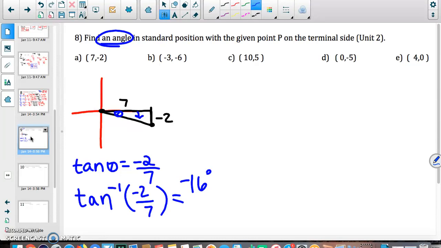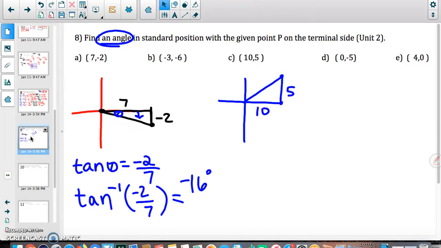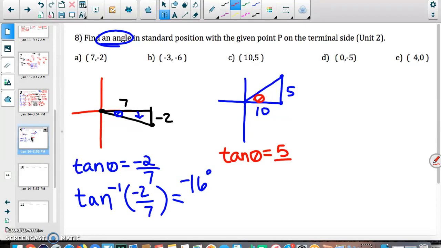Just for sake of space, I'm going to jump over here. So 10, comma 5, so that's 10, we'll go up 5. So this is 10, and this is 5, right? I'm just guesstimating that point, 10, 5 there. And again, I'm solving for this angle with the x-axis. So this would be tangent of that angle equals opposite over adjacent. So I would be doing the tan inverse of 1/2.